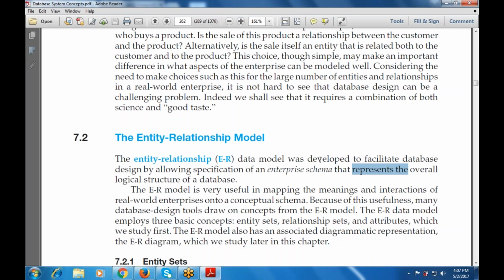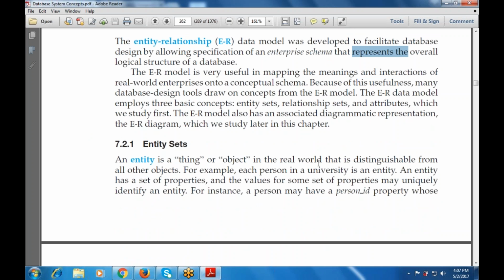The ER model has an associated diagrammatic representation, the ER diagram, that we also study. Let's talk about the first one, the entity set. An entity is anything or object in the real world that is distinguishable from all other objects. For example, a person may be a student, a teacher, or anyone. Each person in a university is an entity. An entity has a set of properties, also known as attributes, and the values of these attributes may uniquely identify an entity.